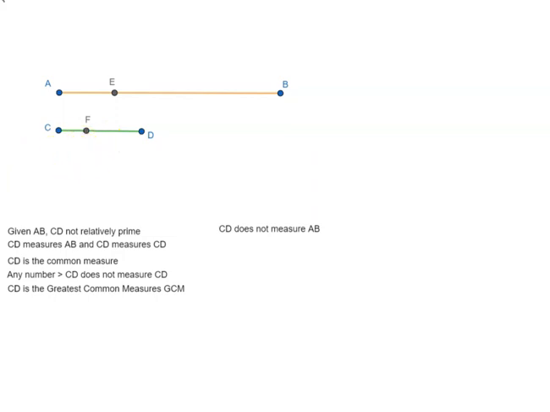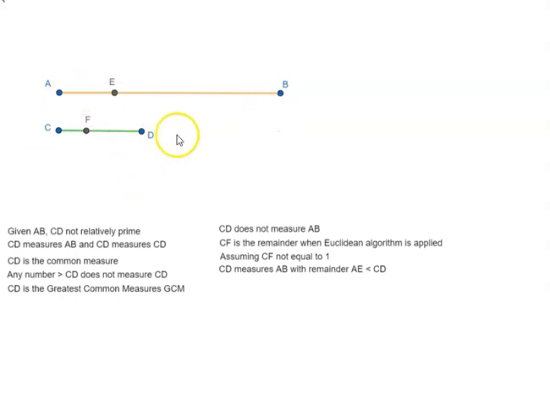Let's continue with the proof now. CF is the remainder when the Euclidean algorithm is applied. So ultimately CF is the remainder. Remember, this cannot be 1, because if CF is 1, then these two numbers AB and CD will become relatively prime, and we are given that they are not relatively prime. Okay, so assuming CF not equal to 1, we know CD measures AB with remainder AE less than CD.